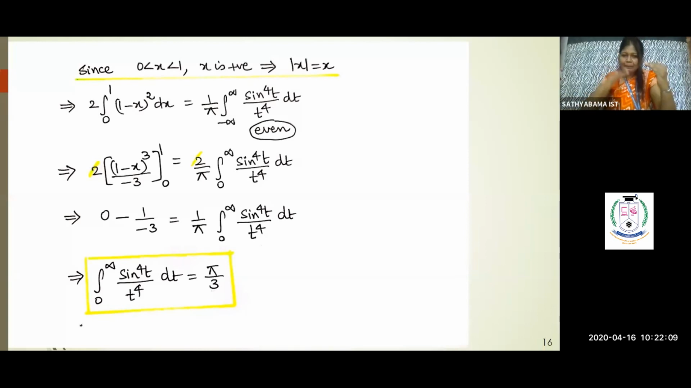Okay, so what I want you to do now is have the integral from 0 to infinity of sine power 4 t by t power 4 on one side, and bring all the other terms to the other side. You automatically get pi by 3 to be the value of the integral. So we've successfully found the value of the integral using Parseval's identity.